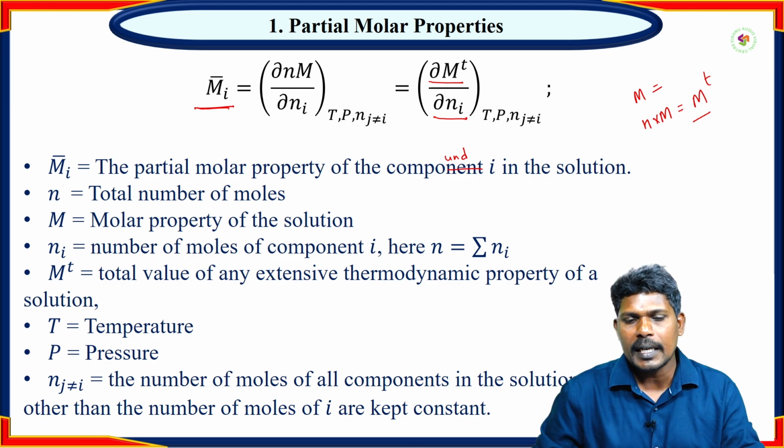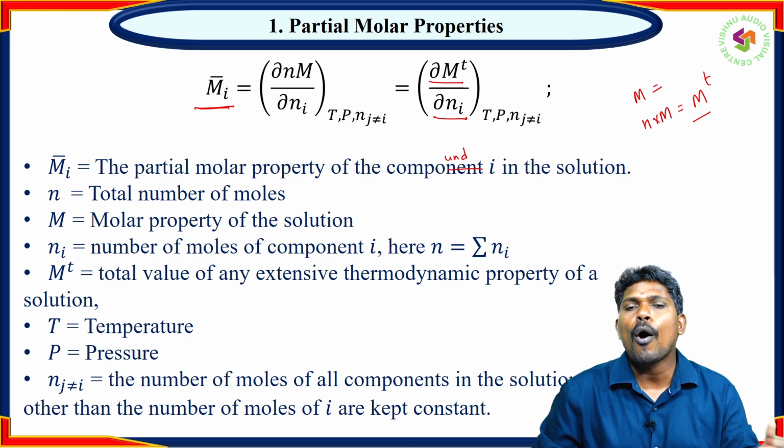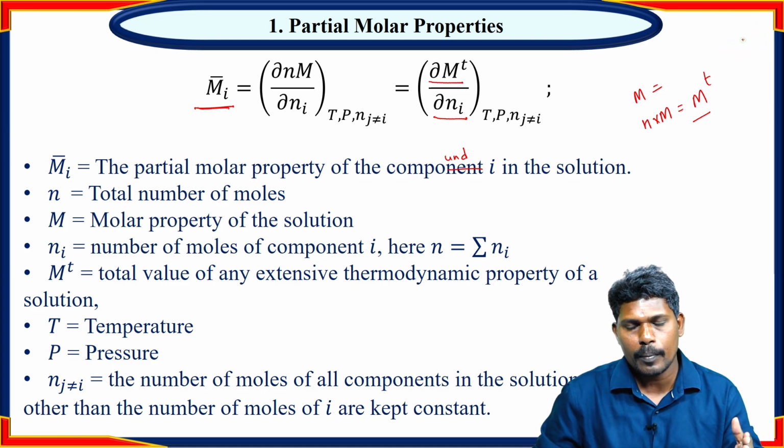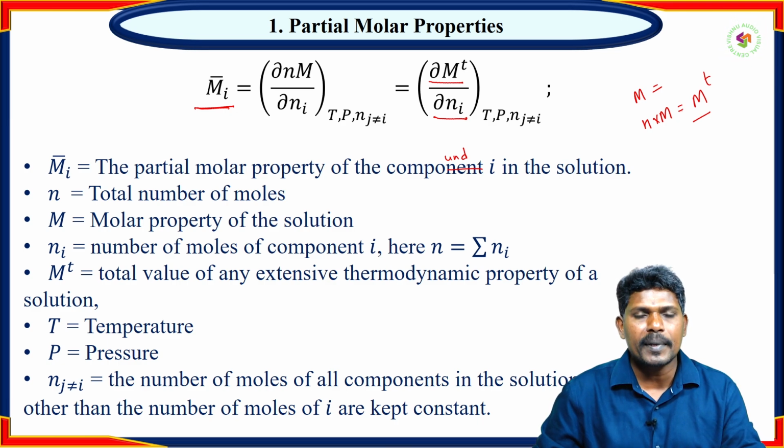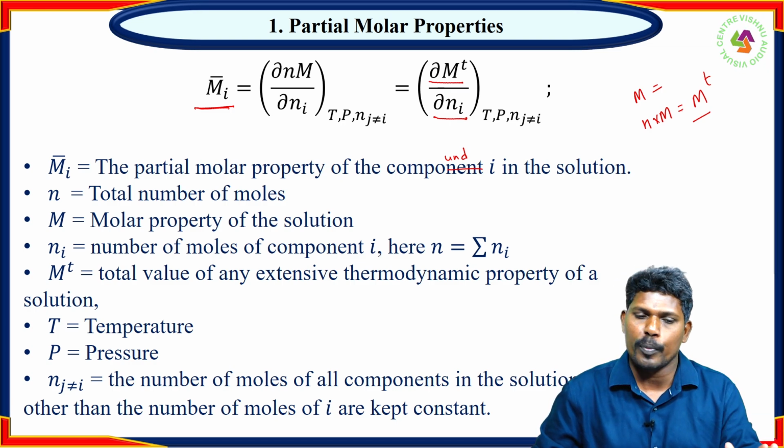Here N total is equal to the summation of moles of all compounds. Next, Mt is equal to the total value of any extensive thermodynamic property of a solution, meaning the total molar property, nothing else.